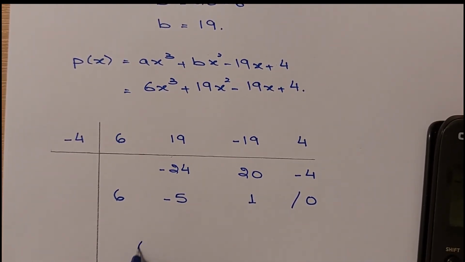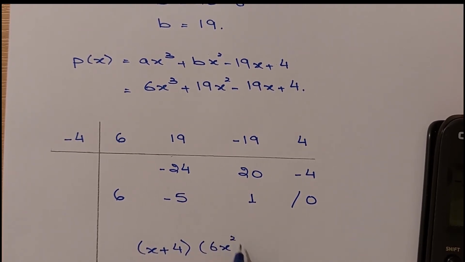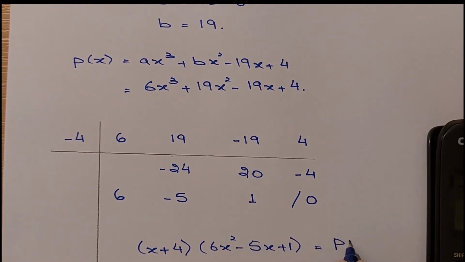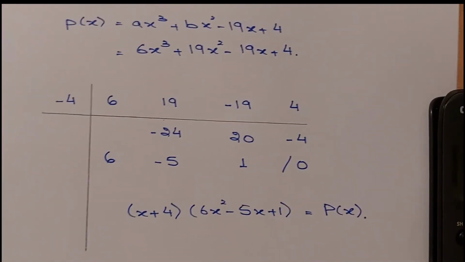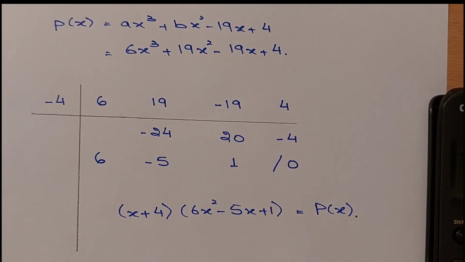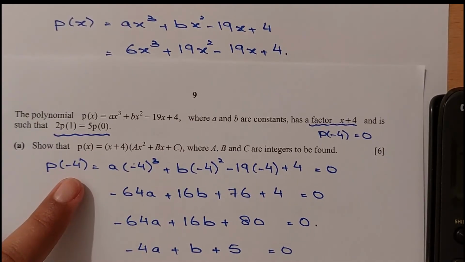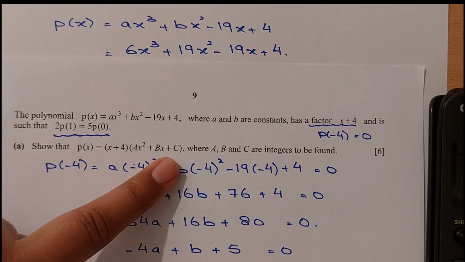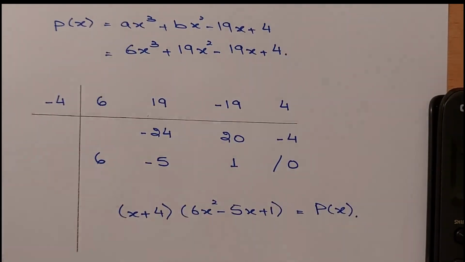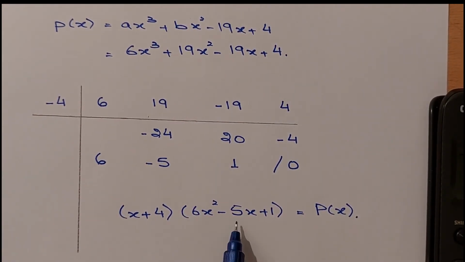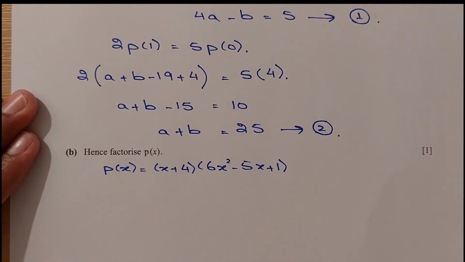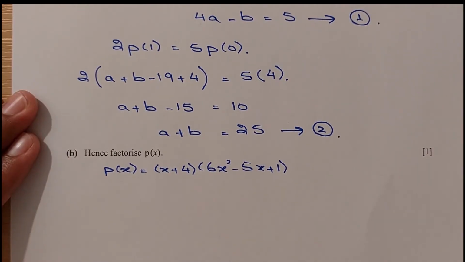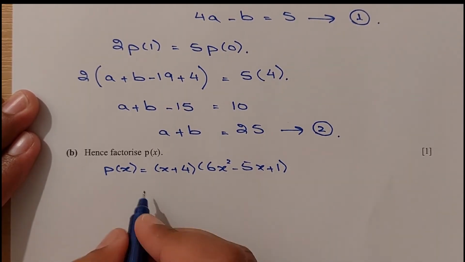So we have a factor x plus 4, and 6x squared minus 5x plus 1. So we can write the polynomial p of x in this form, because the question says you need to write p of x as x plus 4 times ax squared plus bx plus c, where a, b, c are integers to be found. So a, b, c is 6, minus 5 and 1. Now for the b part, hence factorize p of x. We got p of x from the first part.